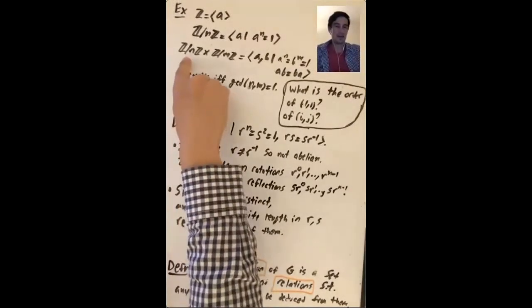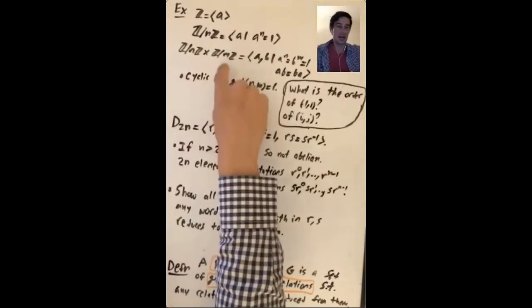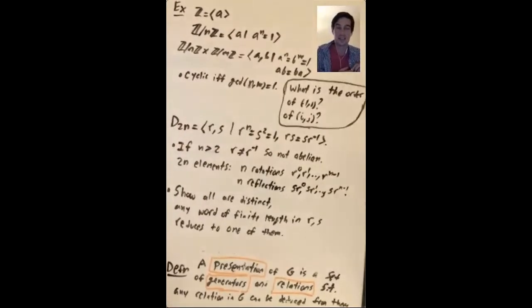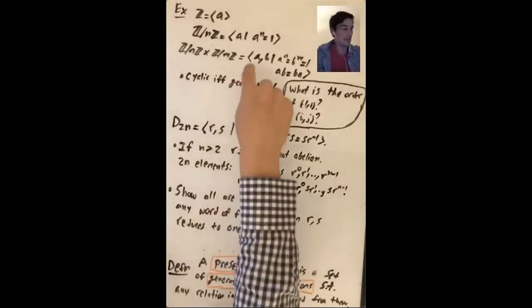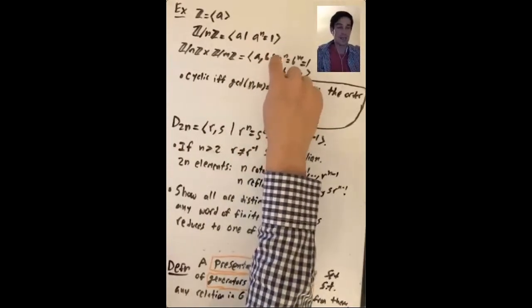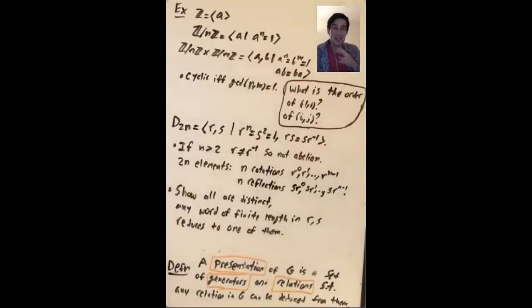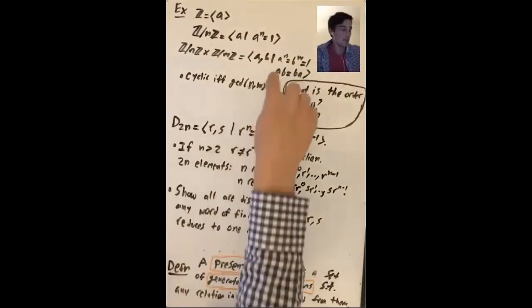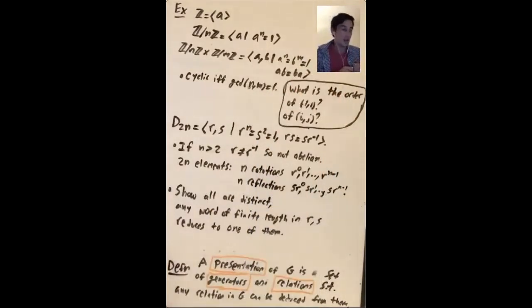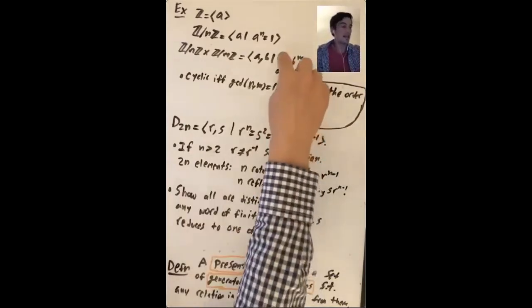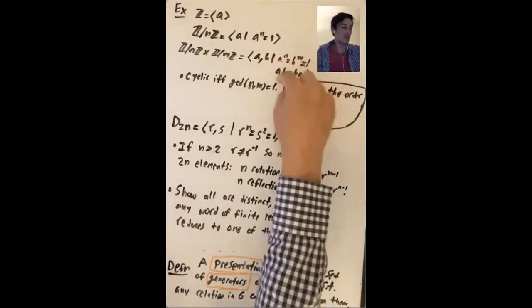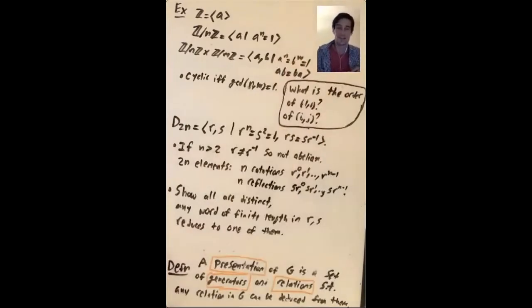So what about Z mod NZ cross Z mod MZ? This is now generated by two elements, A and B, where A to the N is 1 and B to the M is 1, and those elements commute with each other, AB equals BA. So the thing here is that there are a lot of other equations in this group that are satisfied, and you just have to convince yourself that any other relation can be deduced from these three.